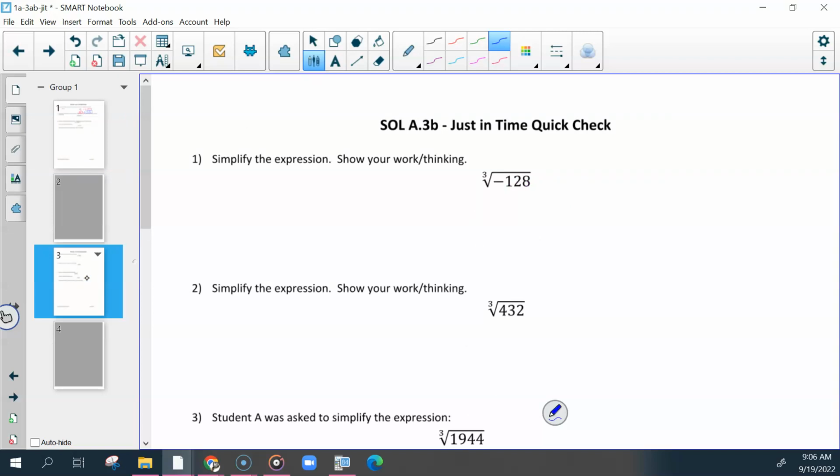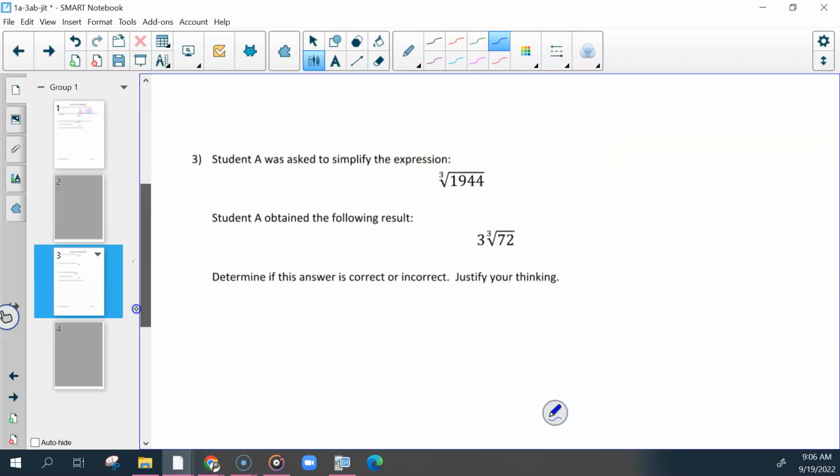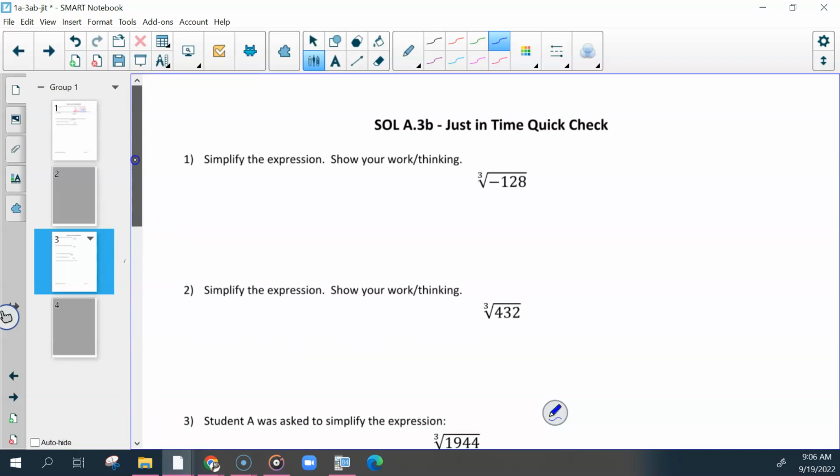On the back, we need to simplify all 3 of these expressions. 3 is a little bit different. Anyone want to walk me through how they did number 1?